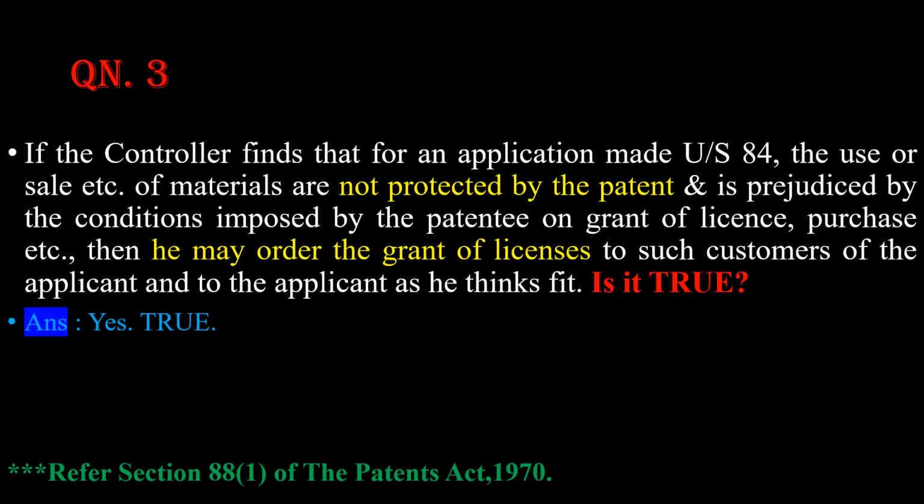Question number 3 says, if the controller finds that for an application made under section 84, the use or sale etc. of materials are not protected by the patent and is prejudiced by the conditions imposed by the patentee on grant of license, purchase etc., then he may order the grant of licenses to such customers of the applicant and to the applicant as he thinks fit. Is this statement true? The answer is yes, this statement is true. For this, please refer section 88, subsection 1 of the Patents Act 1970.